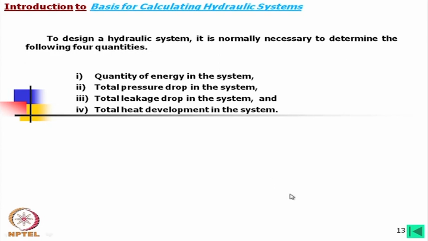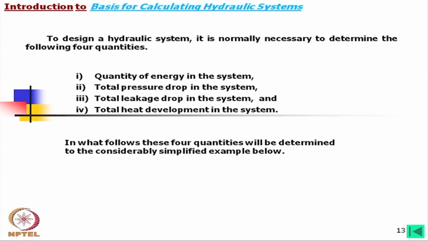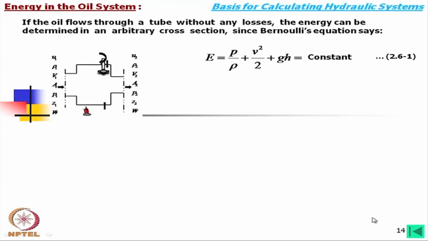Anyway, we should calculate all such things to predict the performance of a fluid power system. In what follows, these 4 quantities will be determined for the considerably simplified example which I am showing now. What I have considered is the same conduit here, and we can add some work, also we can add some heat energy. This means that energy is going in, and sometimes energy is going out in the form of heat.